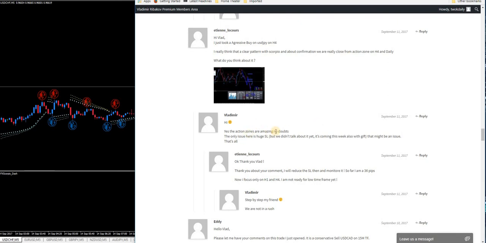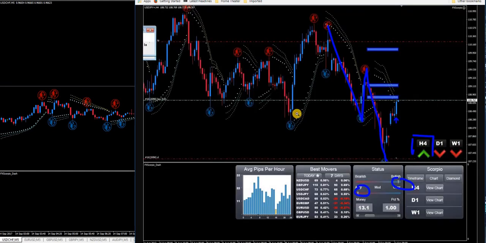Yes, the action zones are amazing, no doubt. The only issue here is a huge stop loss. Let me see here. 4-hour chart. Let's go ahead and take a look and see. Yeah, that is a pretty large stop.